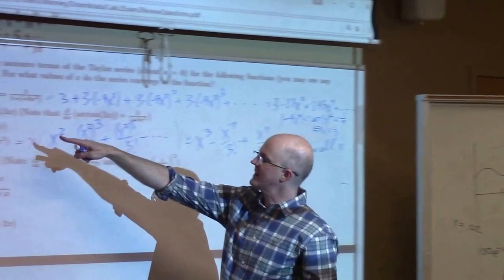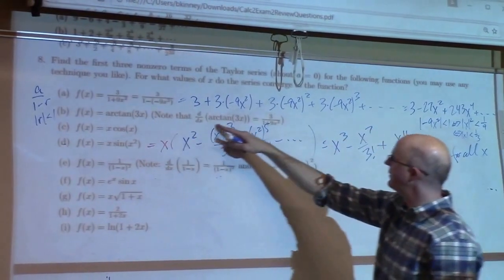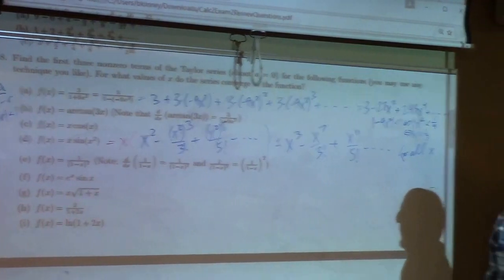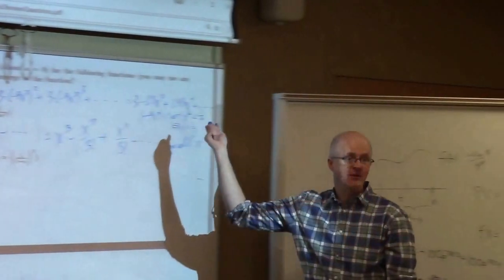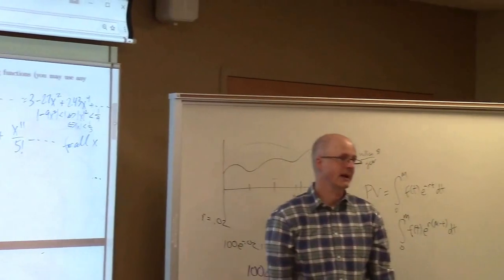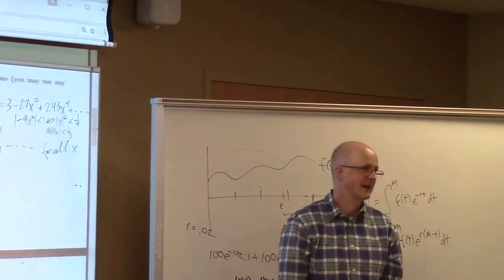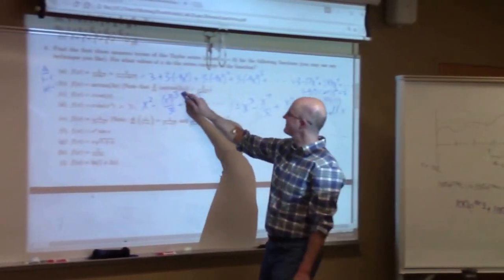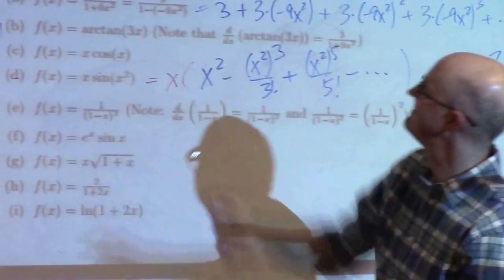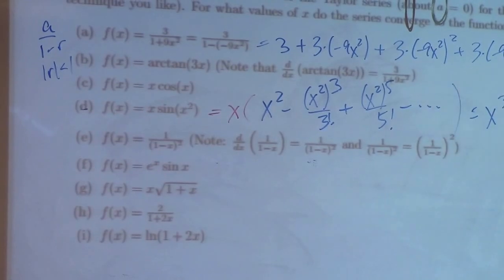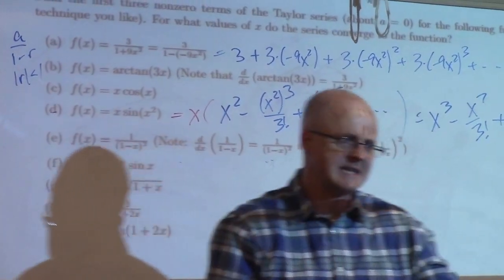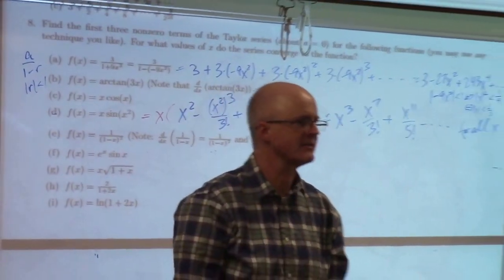In part B here, I said find the series for arctangent of 3x. Note the derivative of arctangent of 3x is the answer for A. So if we integrate the answer for A, we should get the series for arctangent of 3x. Since the derivative of arctangent of 3x equals that, if we integrate this, we should get the series for arctangent of 3x, plus C. The C can be 0 since arctangent of 0 is 0.